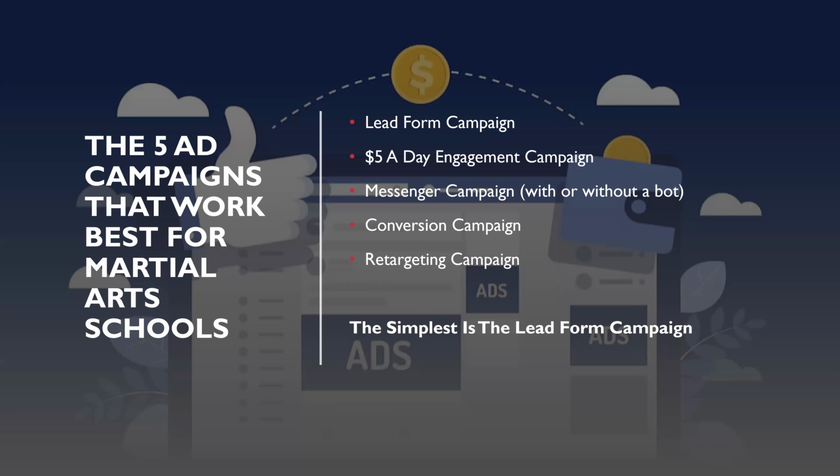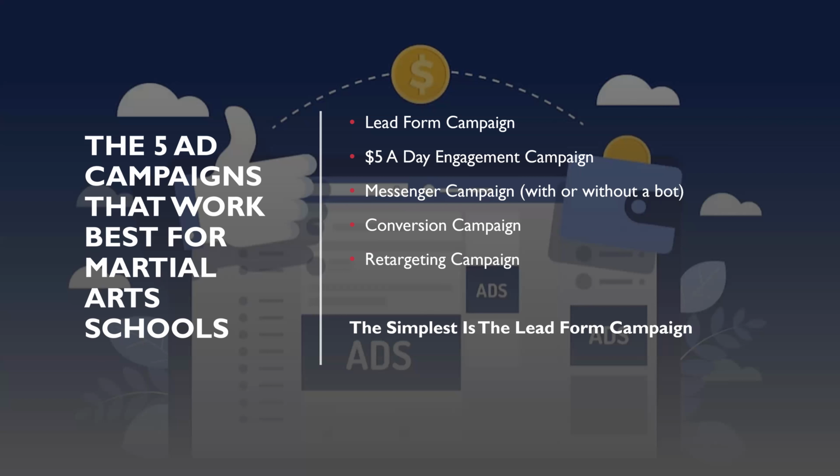The next one we'll look at, possibly next month, is the $5 per day engagement campaign. This is one that you frequently use if the lead form campaign doesn't perform as you want. So you basically put content out into the local community as a video ad. And the idea is you then target people who have engaged with that video ad, but it's a bit more complex. So that's going to be the second one.